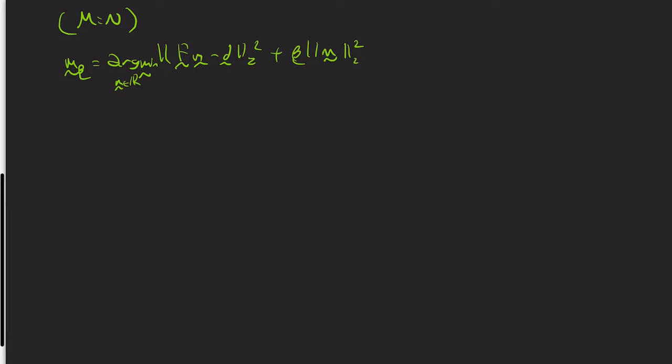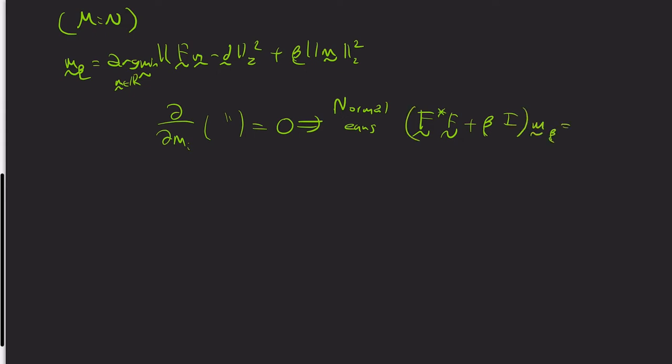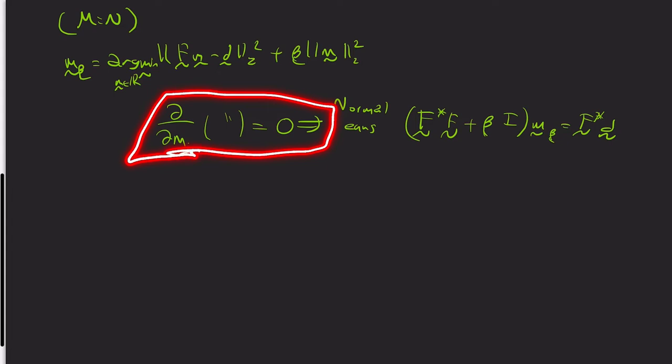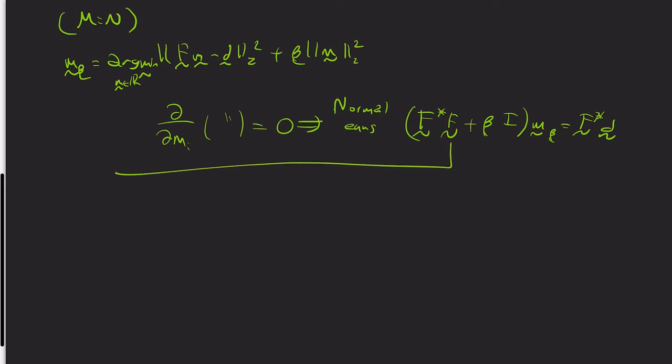And so from here, if we take the partial derivative with respect to m i of that expression and set it to 0, that gives us the normal equations. That is f star f plus beta I, m beta equals f star d. If you haven't seen that derivation before, this right here is basically the process. Not super terrible, and these are often referred to as the normal equations. That's what you get, and then it turns out that that's an invertible matrix, and then m beta is f star f plus beta I inverse f star d.